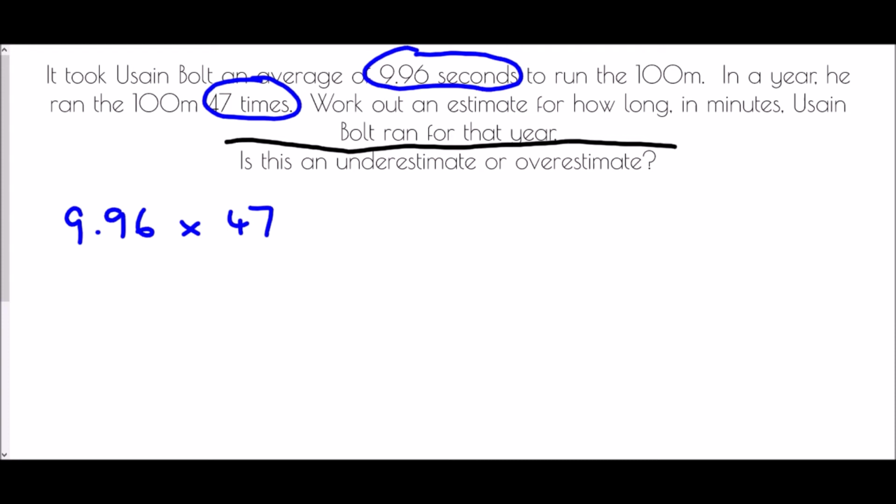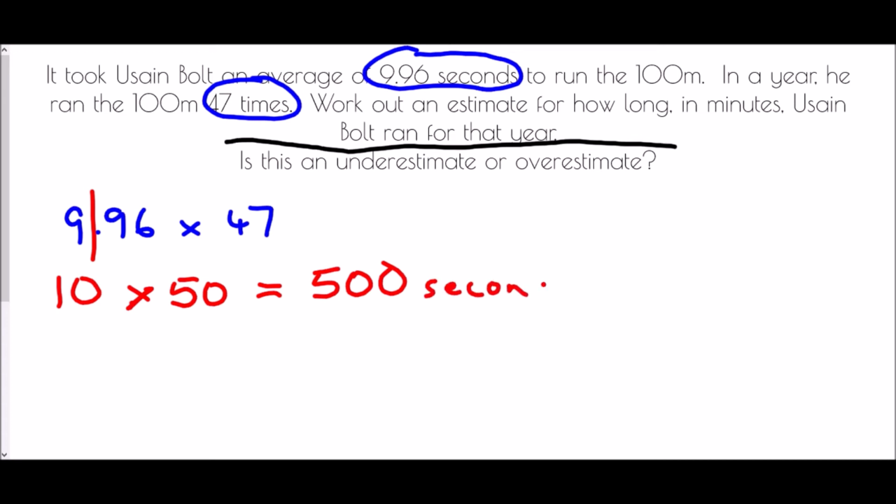But these values are all a bit too difficult to work with, so as it's an estimate, let's round them to one significant figure. One significant figure, the 9 would round up, and so we're dealing with 10. So what we're saying is Usain Bolt took around 10 seconds to run the 100 metres. And then the 47 races that he ran, well, we'll call that 50. And so what he's done is 500 seconds. And so what it's saying is he was running for about 500 seconds throughout that time.